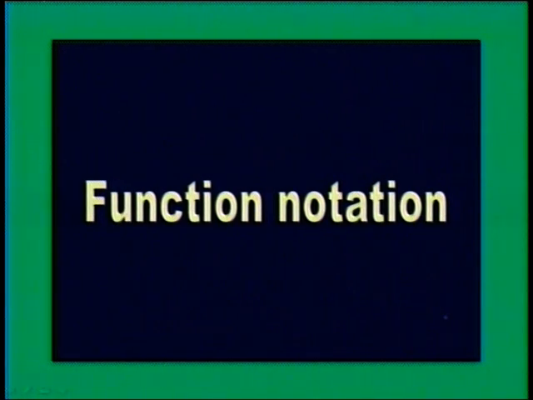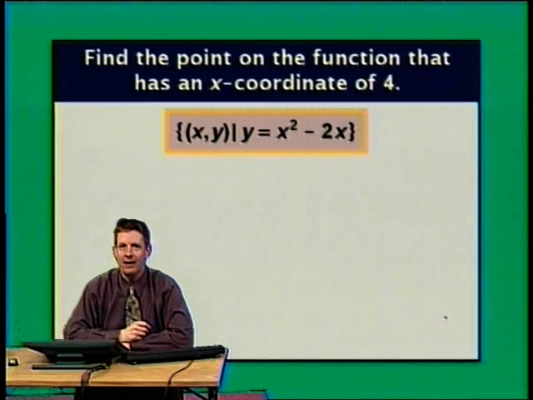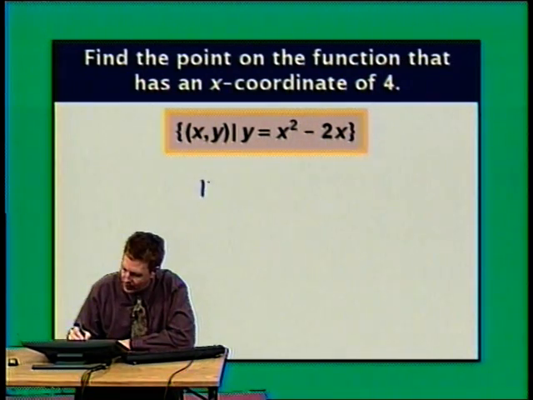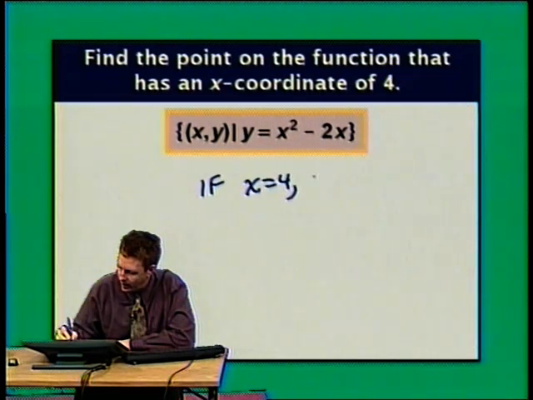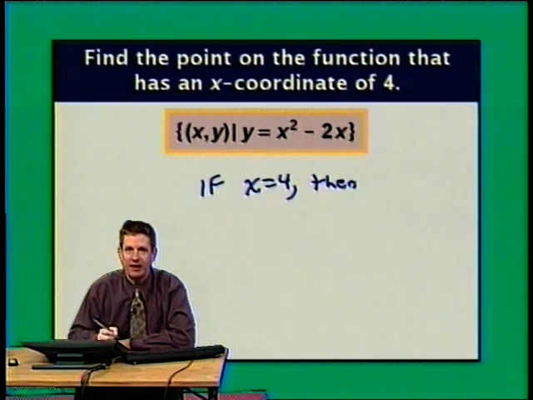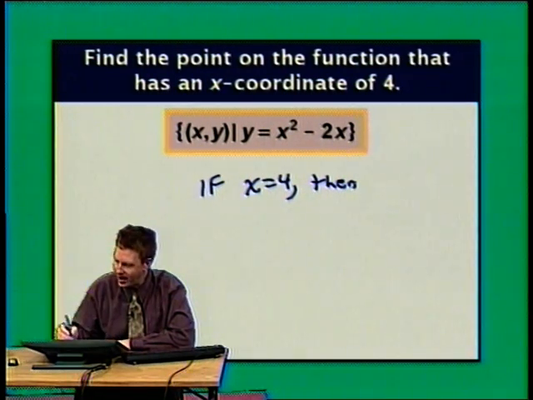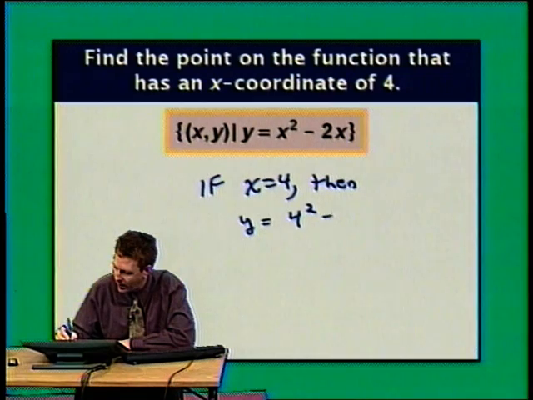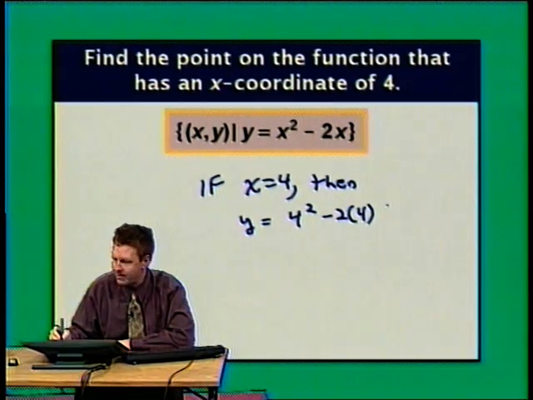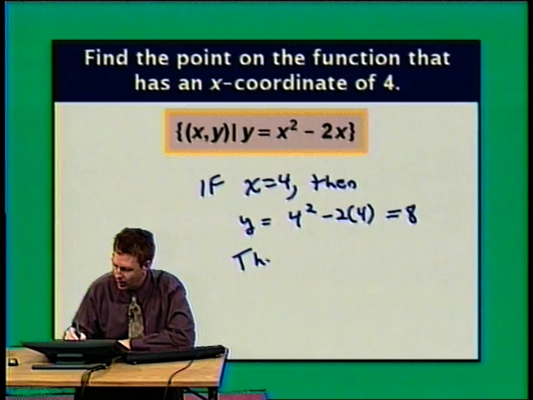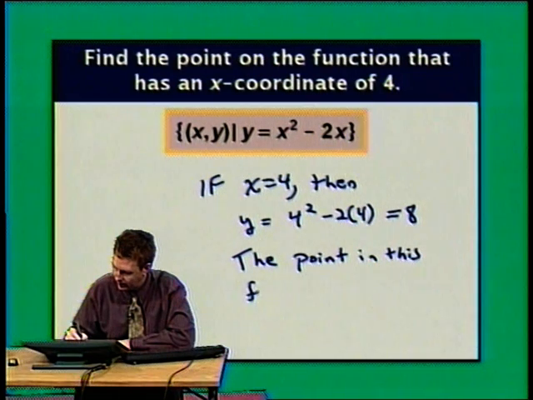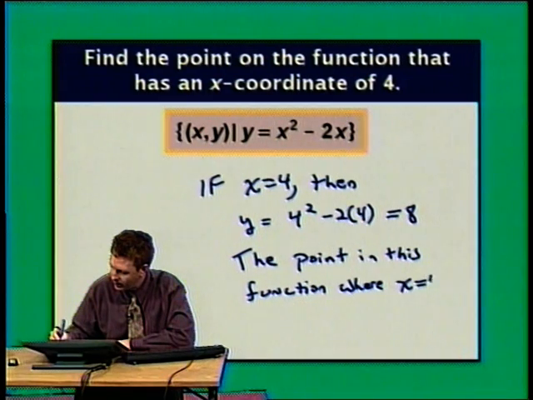Okay, let's move on to function notation. All right, let's find the point on the function that has an x-coordinate of 4. Well, if x equals 4, then since we're working with the set of points where y equals x squared minus 2x, y must equal 4 squared minus 2 times 4. 16 minus 8 is 8. So the point in this function where x equals 4 is 4, 8.